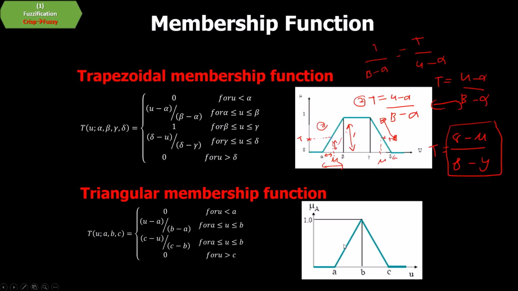The same thing applies to this shape, and it is quite straightforward. This is the first part, second part, third part, and fourth part. We segment it according to the values on the x-axis, and then determine the gradient information. For part 2, the gradient information is u minus a over b minus a, and for part 3 it is c minus u over c minus b. So it is quite straightforward.